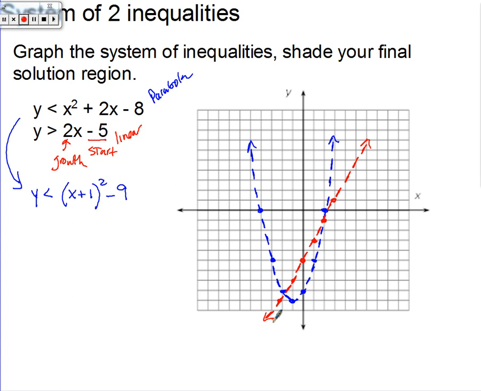And now I need to shade. So the shading is the hard part. And what I'm looking at here is the y statement. So for the line, it says y is greater than. So what's greater than this red line? Above or below? What's greater? Above is greater. So I'm going to shade on this side of the red line. Okay, above it. Okay, but for the blue line, it says y is less than. So if I look at the blue line, I'm shading below it. All right.